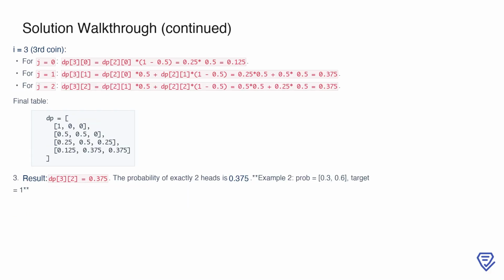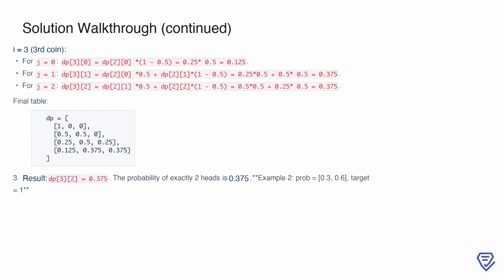Now, we consider the third coin. For 0 heads, the probability becomes dp[3][0] equals dp[2][0] times (1 minus 0.5), which evaluates to 0.125. For 1 head, the combined probability is dp[3][1] equals dp[2][0] times 0.5 plus dp[2][1] times (1 minus 0.5), which results in 0.375. For 2 heads, the probability is dp[3][2] equals dp[2][1] times 0.5 plus dp[2][2] times (1 minus 0.5), also 0.375.